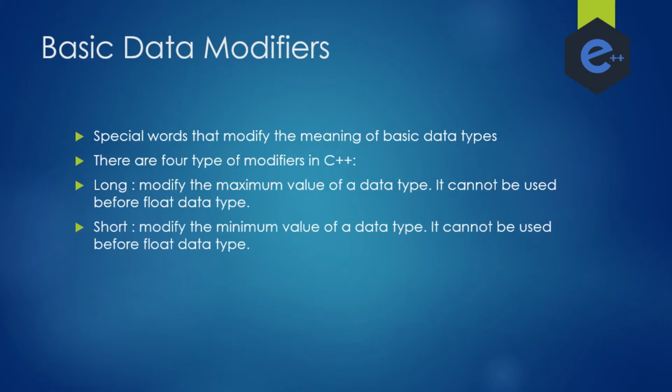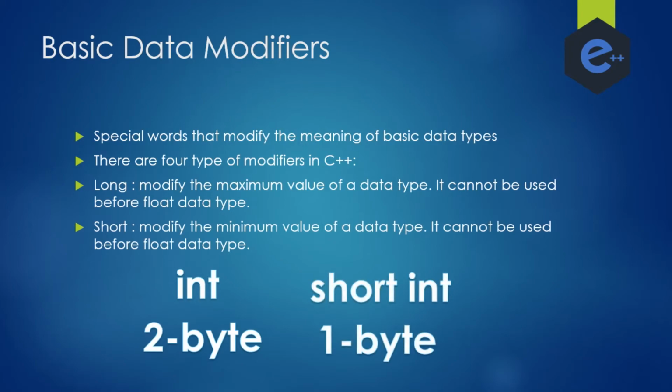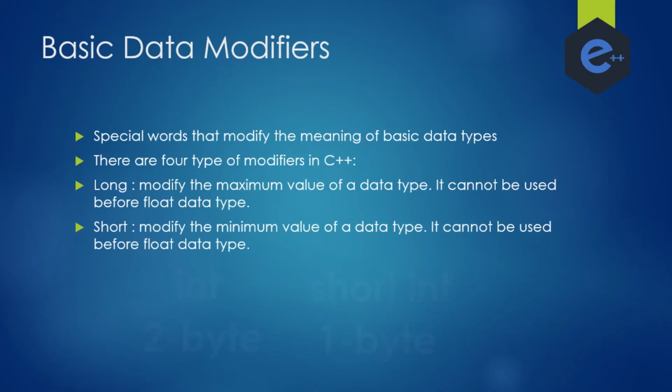2. Short, it modifies the minimum value of a data type. That is, it halves the size of the data type. For example, int takes 2 bytes memory, but short int takes 1 byte memory. It cannot be used before the float data type.